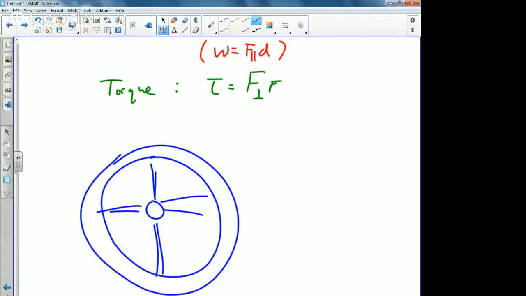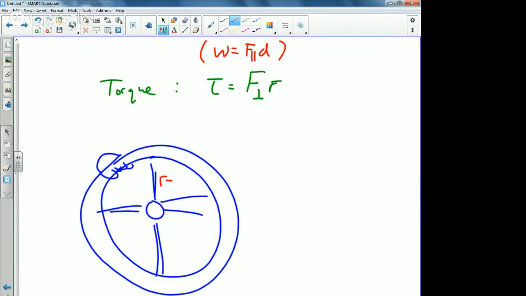So overall, here, I might be grabbing the steering wheel with one hand, thumb and fingers grabbing on. I can't draw that at all. Now the radius of the steering wheel, let's say, is 15 centimeters, and my hand applies a force in this direction of 50 newtons.